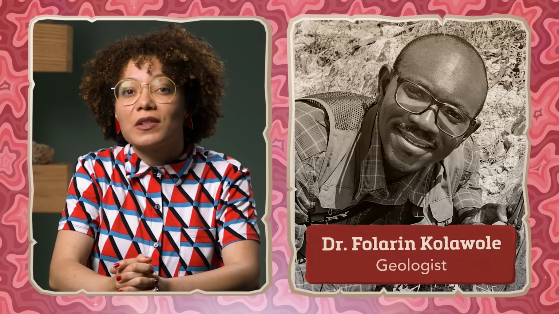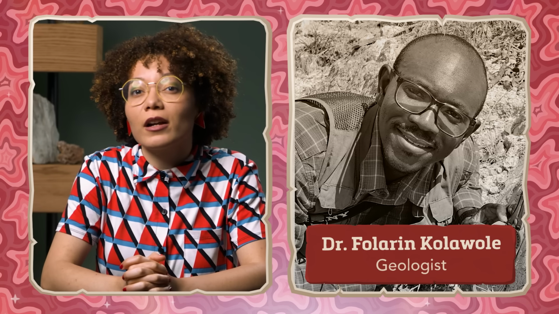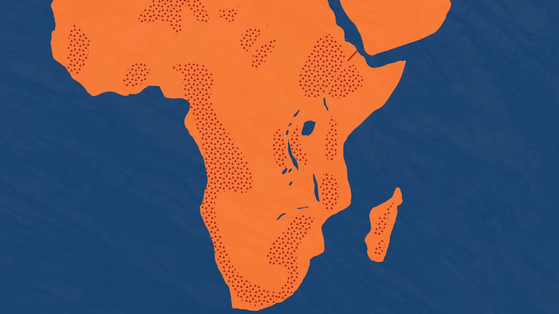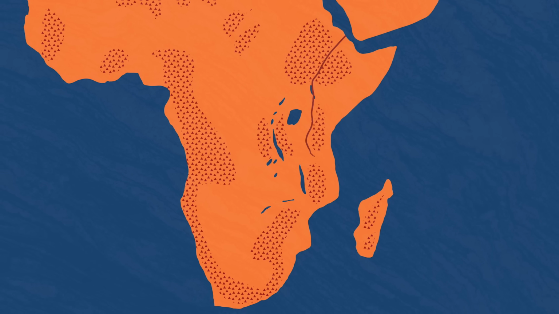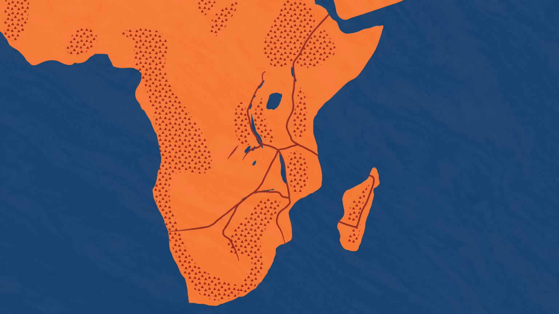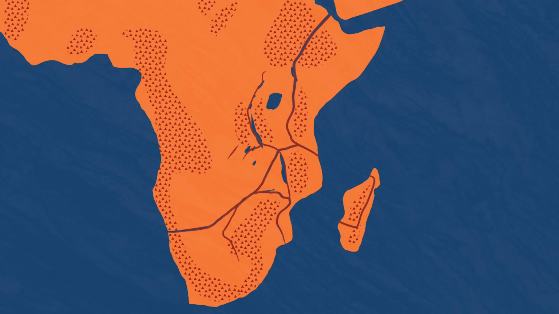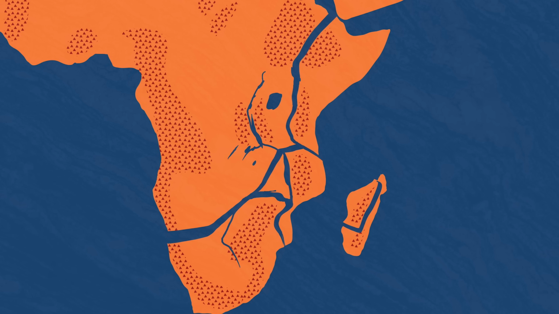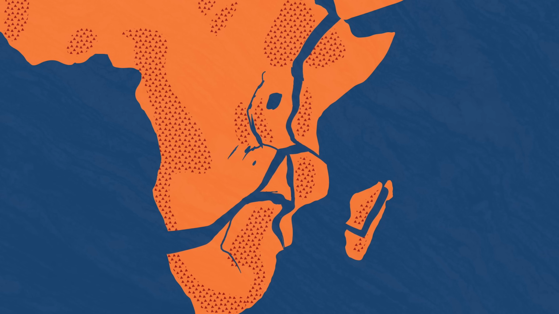Along with other researchers, Nigerian-American geologist Dr. Folarin Kolawole has discovered fault systems that could potentially extend into South Africa and all the way to the Atlantic Ocean. Meaning that, far in the future, the African continent could break apart into islands, its fractures filling up with a new ocean. In the meantime, large earthquakes could become more common in the area.